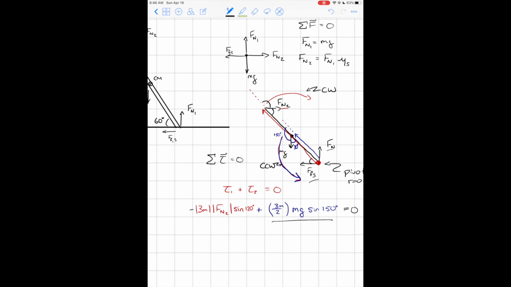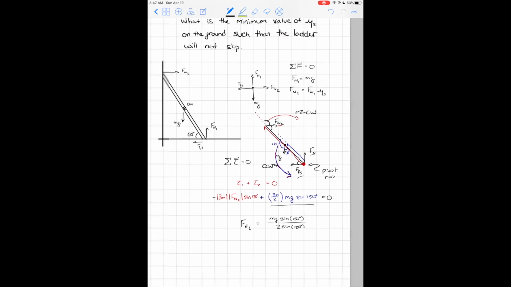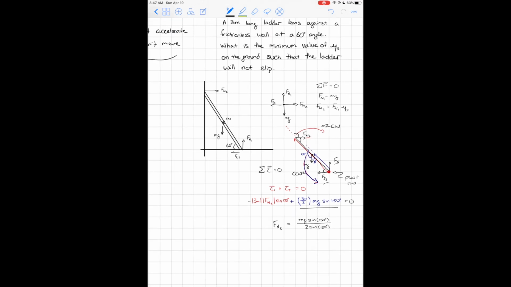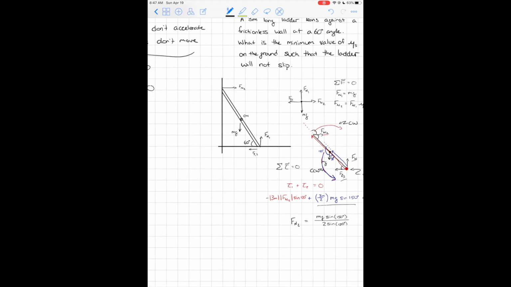Perfect. So now we have our torques. I could actually solve for Fn2 here. Fn2 has to be equal to, if I throw that on the other side, the 3 meters are going to cancel, and I'm left with mg sine of 150 degrees over 2 times sine of 120 degrees. So I could calculate that. I'm not going to at the moment. I like to keep things in symbols as long as I possibly can.